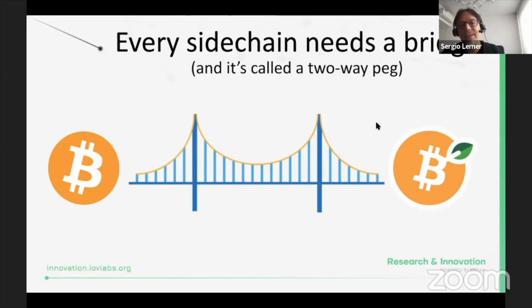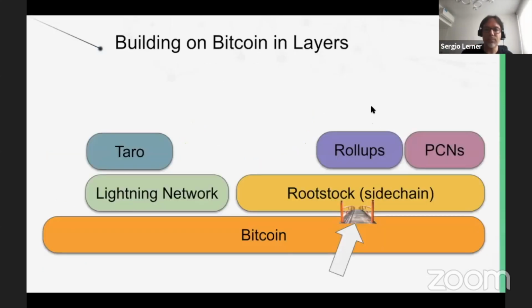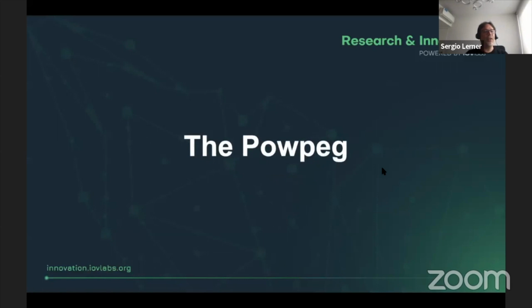And in the case of a sidechain, it's called a two-way peg. So this is the bridge that I'm going to talk about, the one that connects Rootstock with Bitcoin. And the RSK bridge evolved from a federated bridge, which means that a federation of functionaries, each one of them holds a private key, and this private key is part of a multisig, and this multisig controls the funds that are sent to the Rootstock sidechain. But it evolved into something we call the POW-PEG.